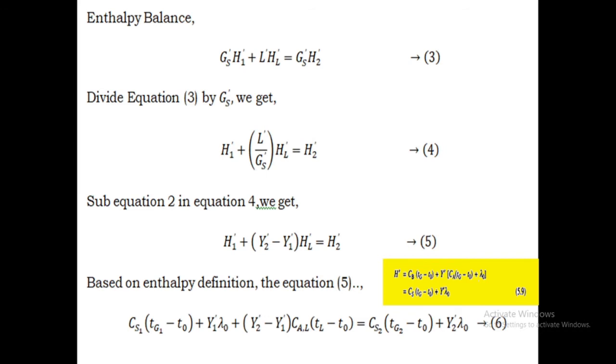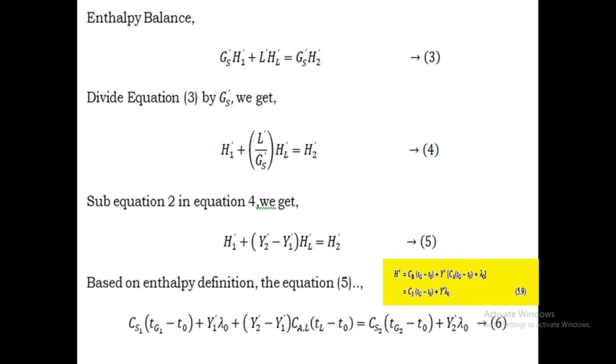So here CaL into delta T, which is TL minus T0. Why? Because this is a liquid. That's why we have to use here the change in temperature TL minus T0. So that is equal to H2 dash. H2 dash means that is the outlet condition. So we have to use here the H dash formula.